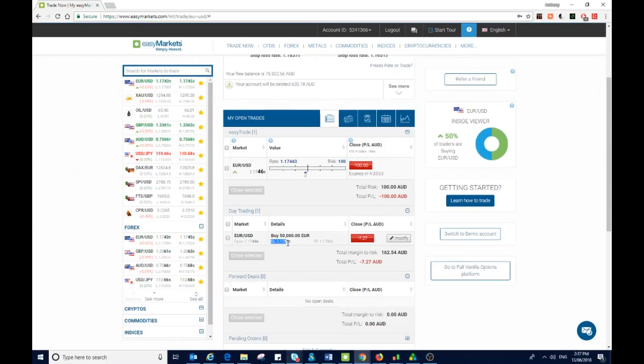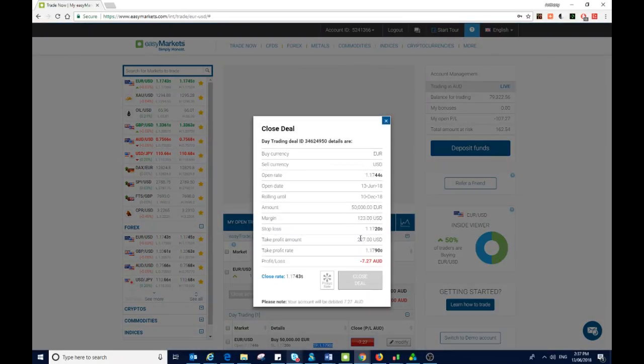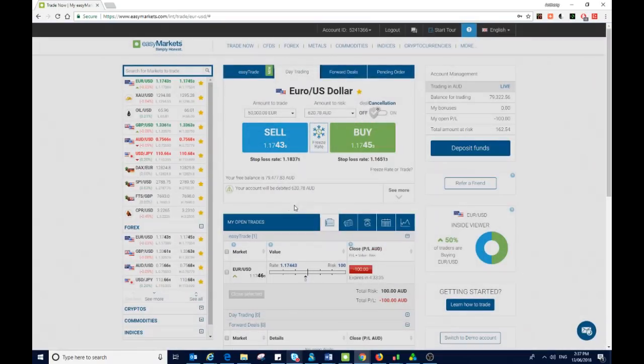Alright, so say I change my mind, I don't want to be in this trade anymore, or the market's going up. It hasn't quite got to my level, but it looks like it's coming back down again later in the day. Then you will click close once again and click close deal. Alright, so that's a very simple understanding of these features.